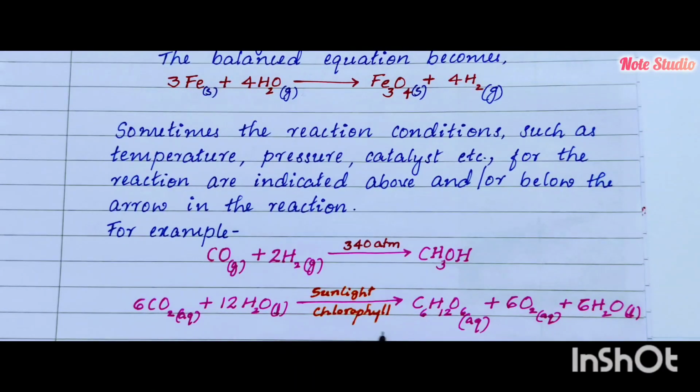This is one of the very familiar equations for you. This is the photosynthesis process, correct? Carbon dioxide, water, in the presence of sunlight and chlorophyll. See, above the arrow mark we have written the condition, how this reaction is taking place. And these are the products formed and the physical state also mentioned.